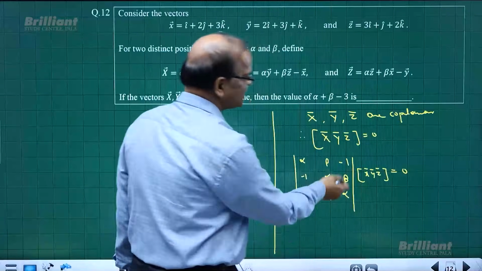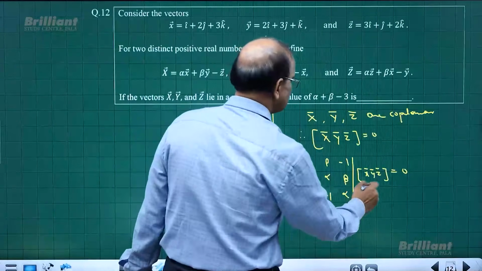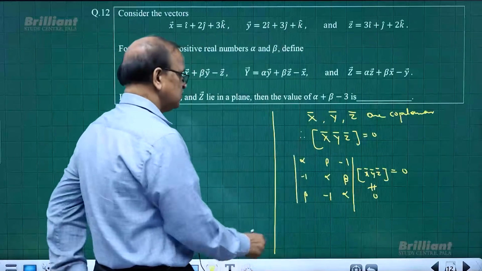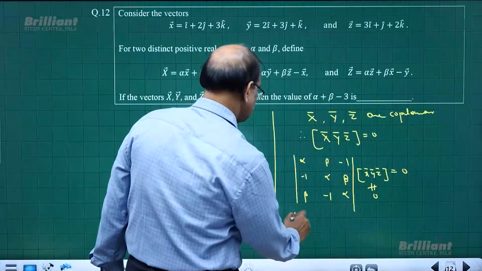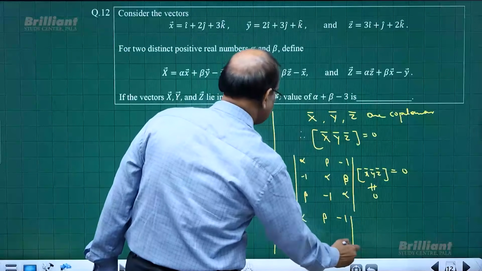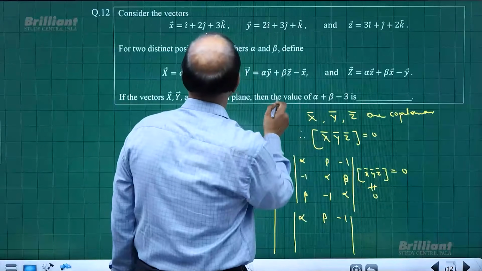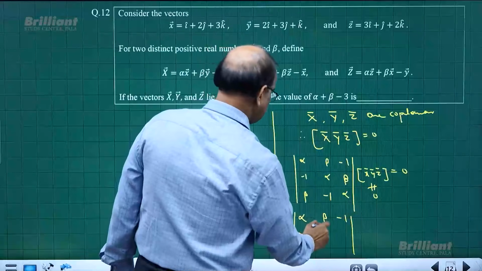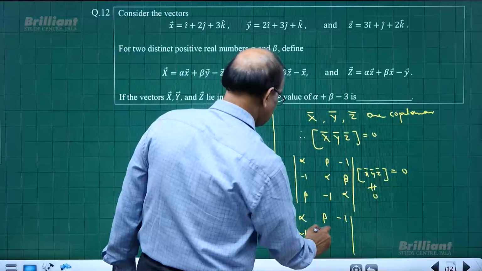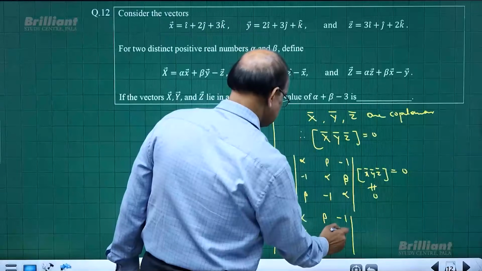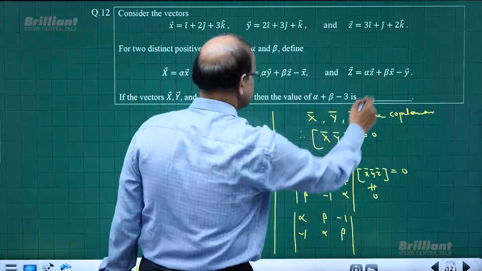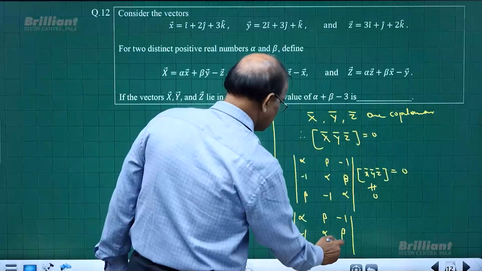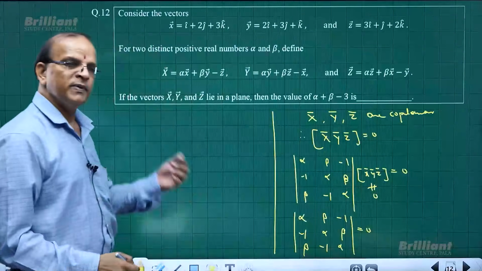So therefore simply this is 0, right? So therefore this is not 0, right? Okay, non-coplanar vectors. So therefore the determinant of alpha, beta, minus 1, right? Alpha, beta, minus 1, here minus 1, alpha y, alpha and Z is beta. Yes. Next, X, beta, minus 1, alpha, correct? Beta, minus 1, alpha, 0. Yes. Now expand this determinant.